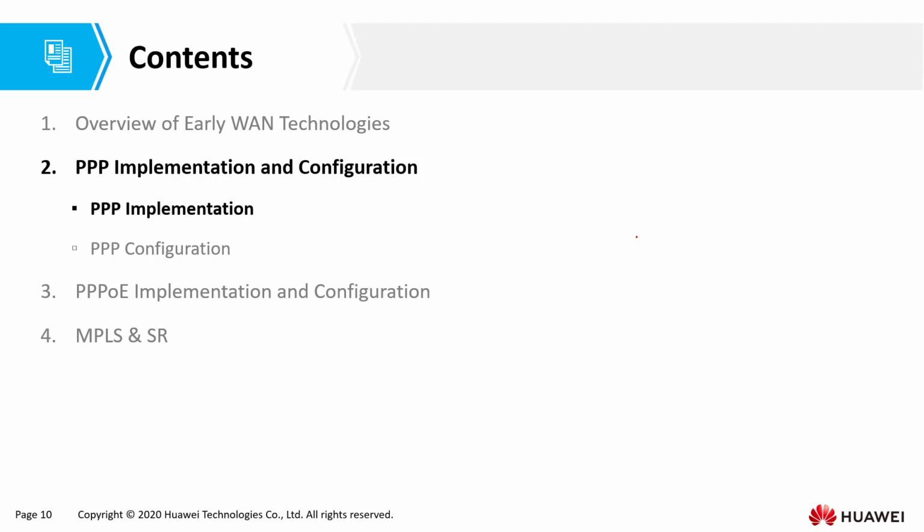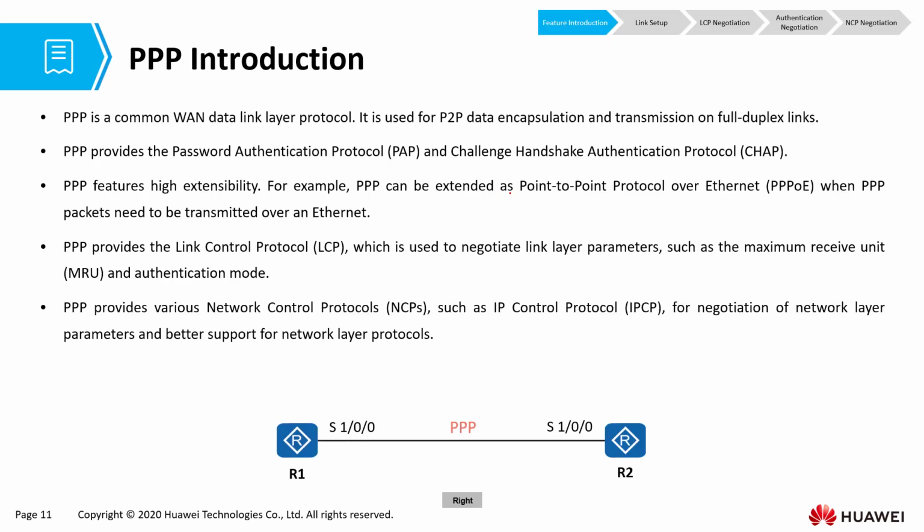So in this video, I'll be talking about point-to-point protocol implementation and configuration. Point-to-point protocol is one of the several protocols that are used in a wide area network. It boasts several advantages, as we are going to see in this video. It is a common wide area network data link layer protocol, works at layer 2. And it is used for point-to-point data encapsulation and transmission on full duplex links.